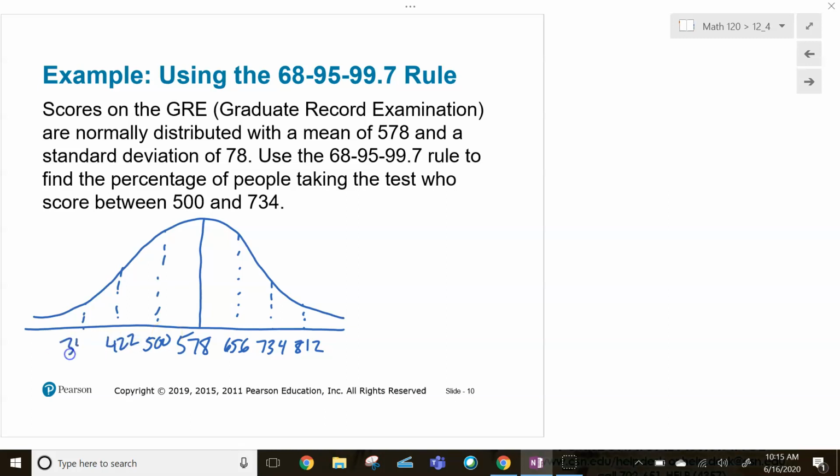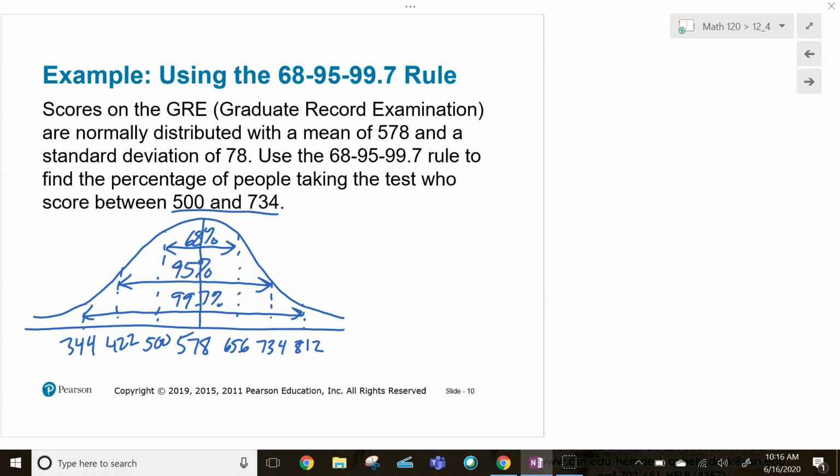422 minus 78, 344. And again, remember, 68% of the data, so 68% of those taking the GRE score between 500 and 656. One standard deviation below, one standard deviation above. 95% of these students score between 422 and 734. Nearly everybody, not quite 100%, but 99.7% of all students score between 344 and 812. Now let's answer the question. How many score between 500 and 734?